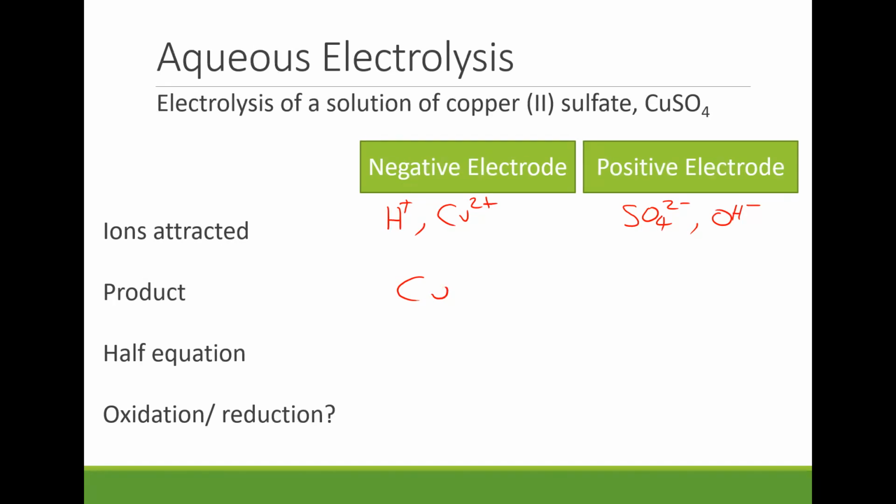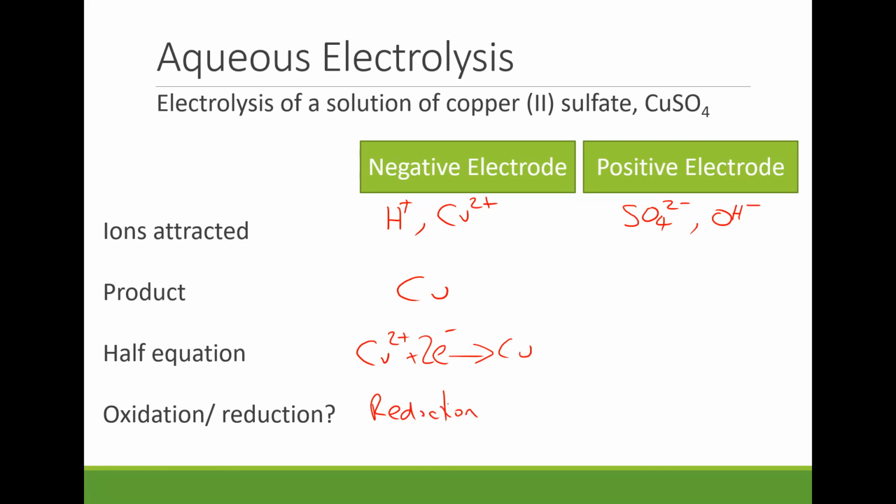The half equation here looks very similar to what we might write for a molten electrolysis. Copper ions arriving, copper metal being formed, with 2 electrons. So just as with the molten electrolysis, the 2 plus charge is gaining 2 electrons, so those numbers are the same. Good. So that's that. Oxidation reduction, of course, at the negative electrode it is reduction, gaining electrons.